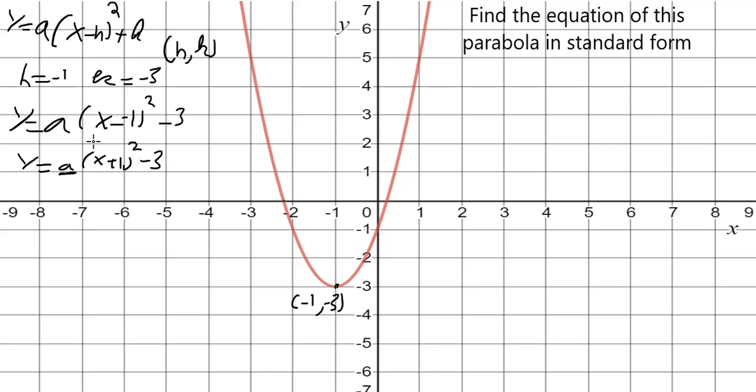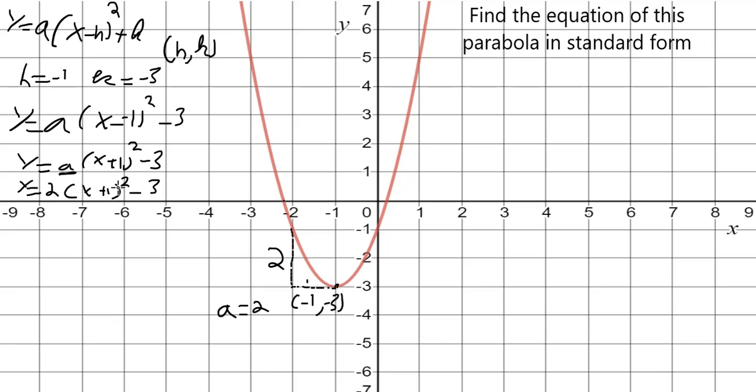Now I need to figure out a. A is the vertical stretch or shrink. Because the vertex goes through a point which is very clearly defined, I can look at how y changes when I go over 1 from the vertex. When I go over 1 from the vertex, I have gone up 2. This means I get a equals 2 because this is the vertical stretch. Normally parabolas, if they don't have a vertical stretch or shrink, go only up 1. Because I went twice as high, that means a equals 2. So I get y equals 2 times x plus 1 squared minus 3.